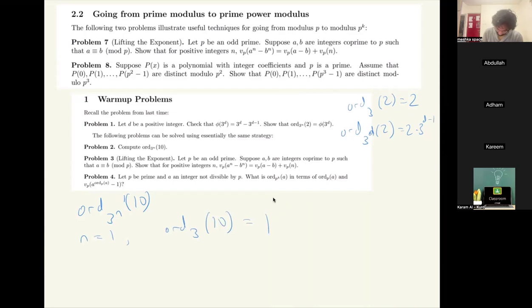And then what happens? So then I go to n equals 2. This is a situation where, when I go from mod 3 to mod 9, it doesn't multiply by 3, but it just stays as 1 because 10 is already 1 mod 9. Yeah, does it make sense what I'm saying? Yes.